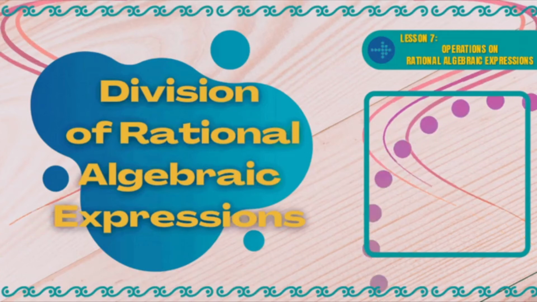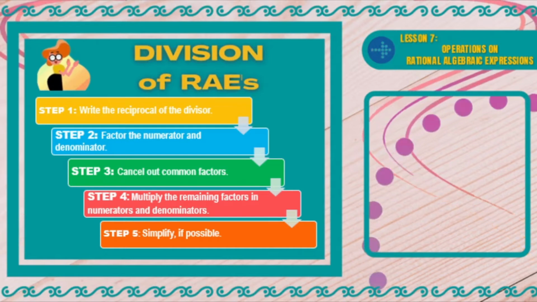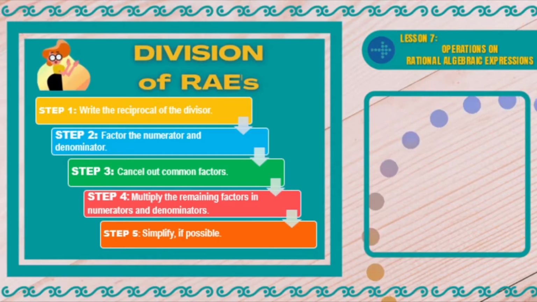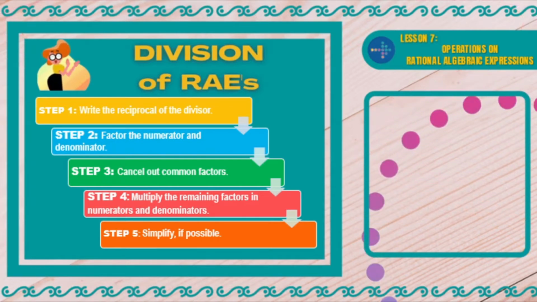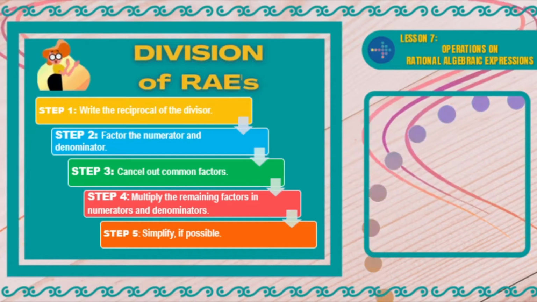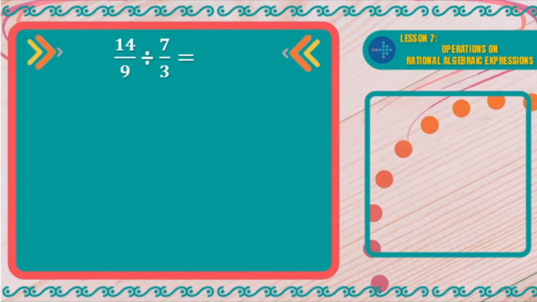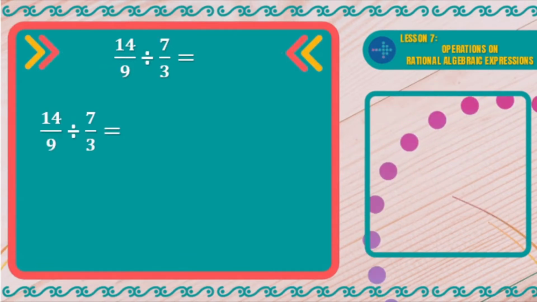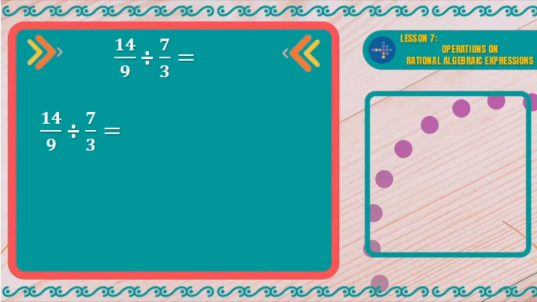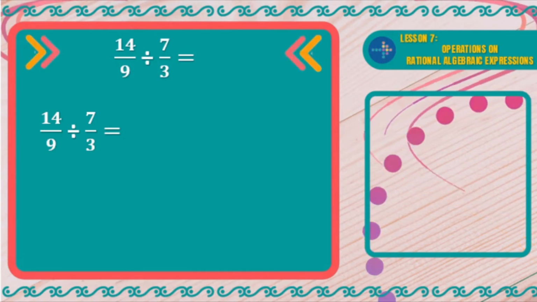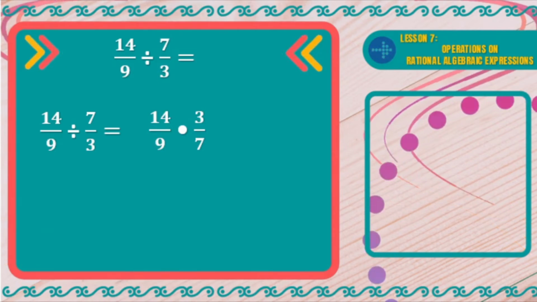So let us now proceed with division of rational algebraic expressions. So to divide RAEs, we need to write the reciprocal of the divisor, factor the numerator and the denominator, cancel out common factors, multiply the remaining factors in numerators and denominators, and simplify if possible. So for example, we have 14/9 divided by 7/3. So the first fraction is written as is. So we have 14/9 and we write the divisor 7/3 as its reciprocal, which is 3/7, and then change the operation into multiplication.